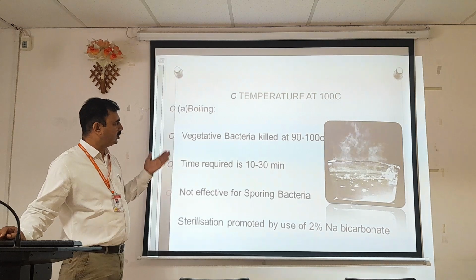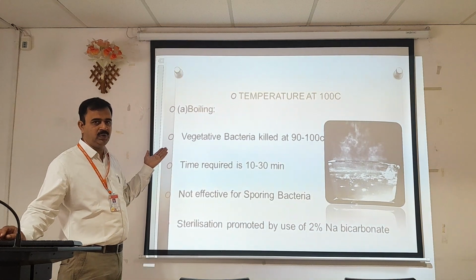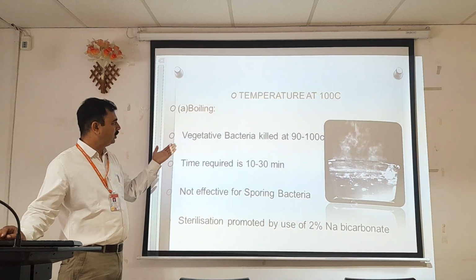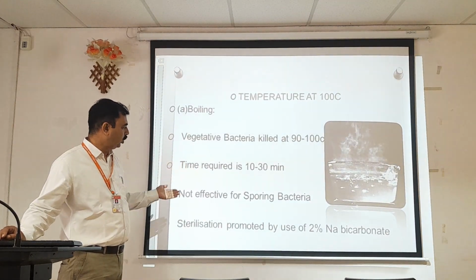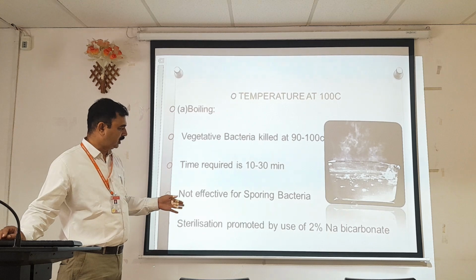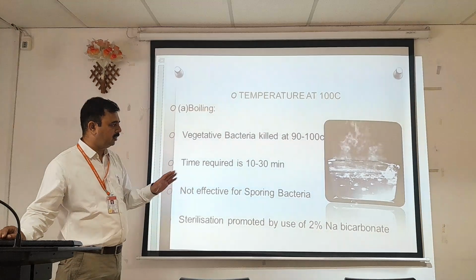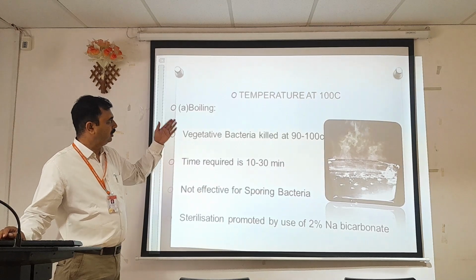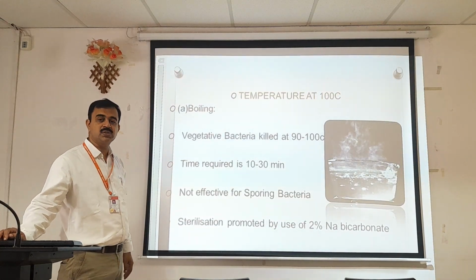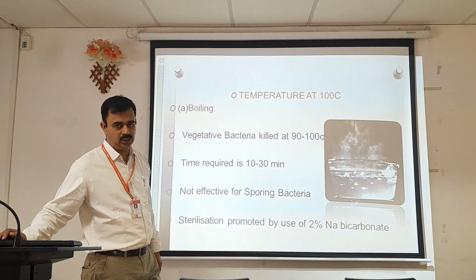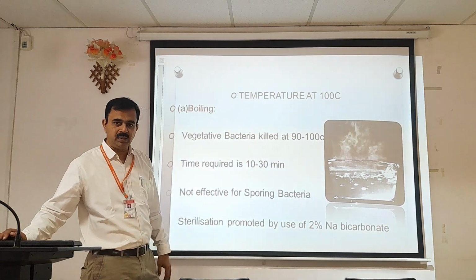Temperature 100 degrees, boiling. It's one of the most important ways by which we can sterilize. Vegetative bacteria are killed at 90 degrees. Time required is 10 to 30 minutes. Not effective for spore-forming bacteria. Sterilization is promoted by use of 2% sodium bicarbonate. So even by boiling water, sterilization takes place, but it doesn't kill the spore form of the bacteria, while the vegetative forms can be easily killed.